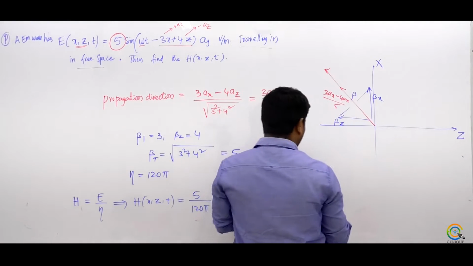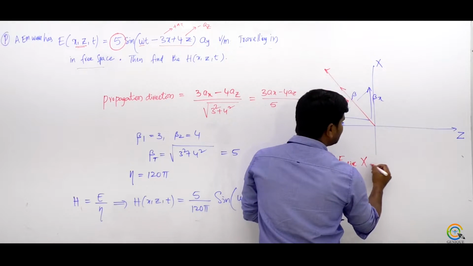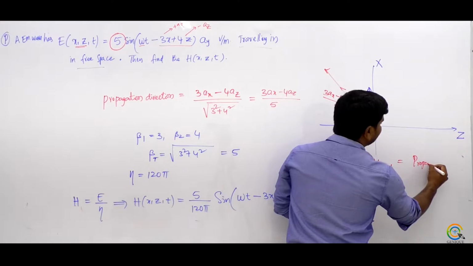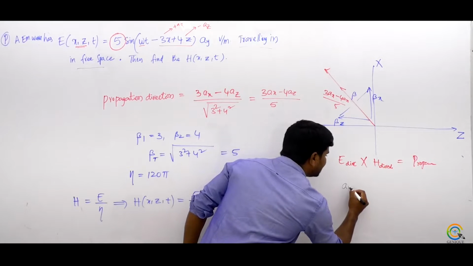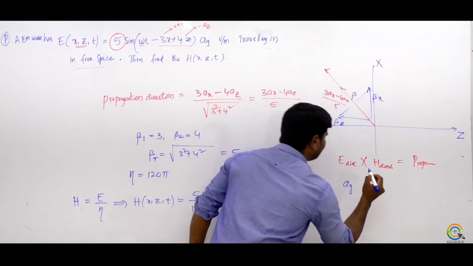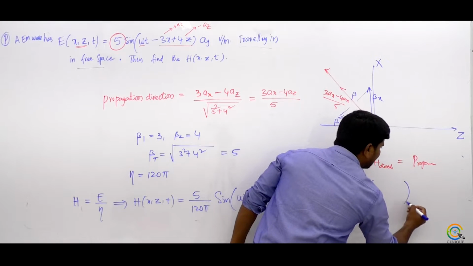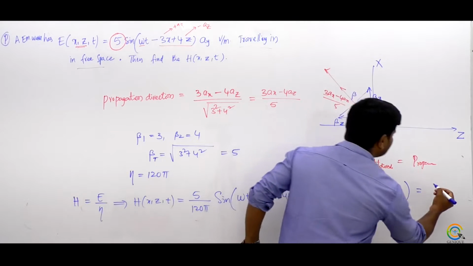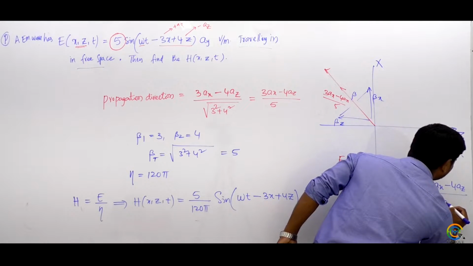For finding the direction, we know that E field direction cross H field direction is equal to the propagation direction. What is the E field direction? The E field direction is already given, it is ay. Cross, we don't know this H direction, but it is equivalent to the propagation direction. The propagation direction is given as 3ax minus 4az divided by 5.